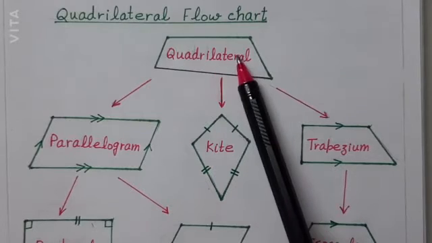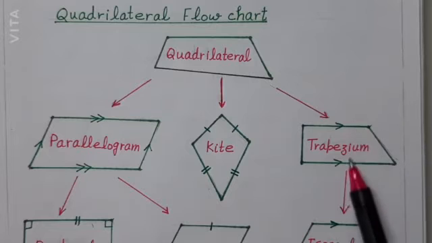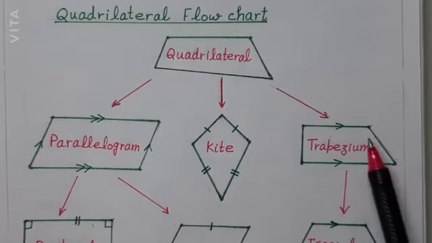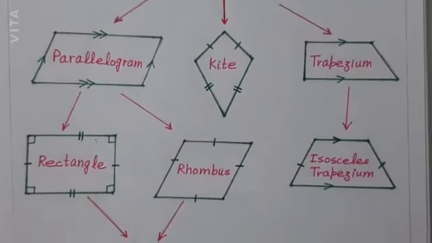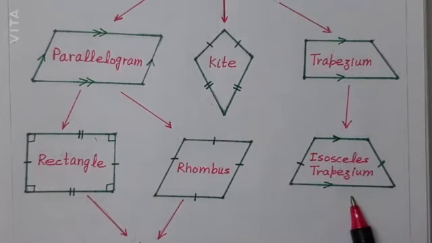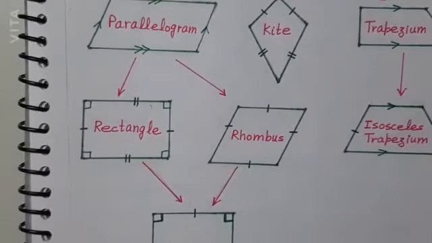And a quadrilateral can be a trapezium, where only one opposite pair is parallel. And if the non-parallel sides are equal in a trapezium, we call it an isosceles trapezium. Clear? Now students, let us discuss parallelogram.